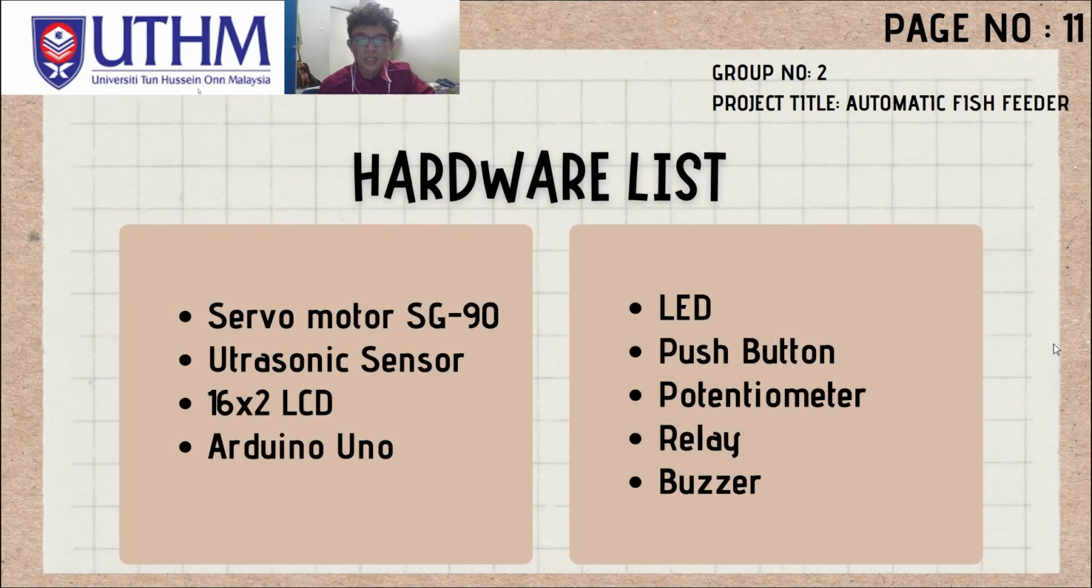Next, I will present the hardware that we use for our automatic fish feeder project. For this project, we use a Servo motor SG90, an ultrasonic sensor, a 16 by 2 LCD, an Arduino Uno, LED, push button, potentiometer, relay, and also buzzer.